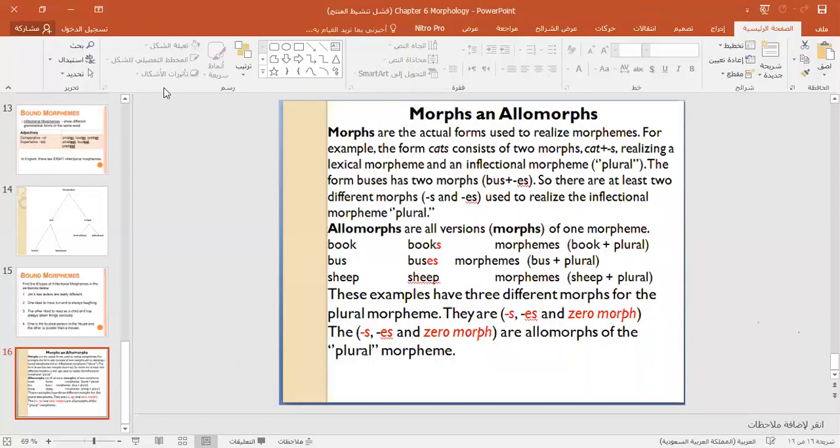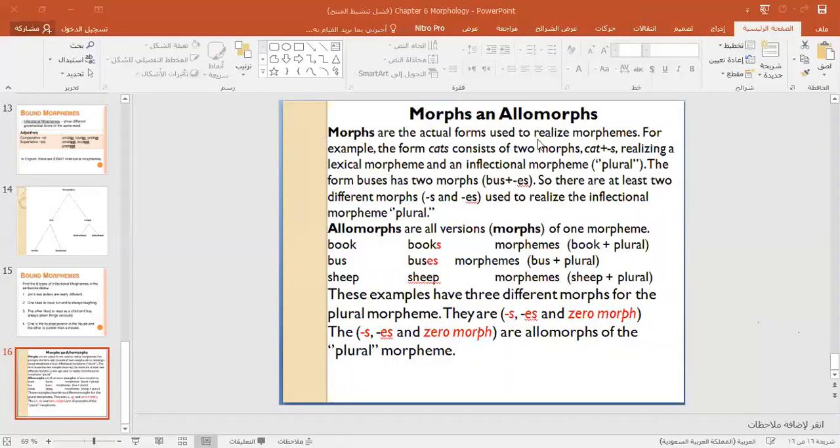Morphs and allomorphs. If you remember in phonology, chapter number 4 or 5, we have phones and allophones. What is a phone? A phone is a phonetic unit that appears in square brackets, and allophones are the different forms of one phoneme that represent different versions of one phoneme. Here we have morphs and allomorphs, the same thing.